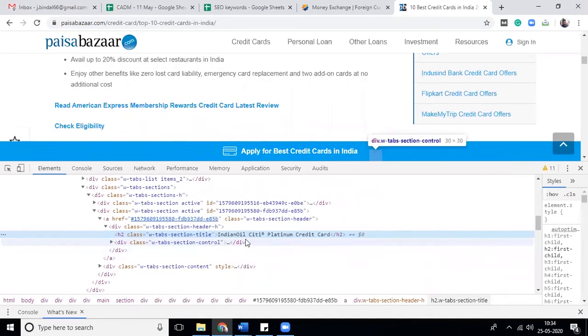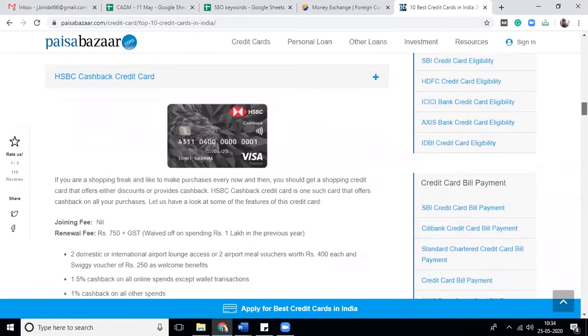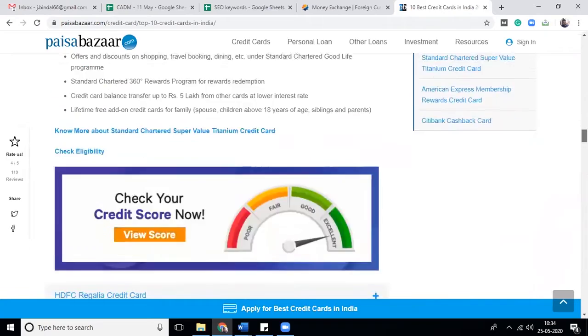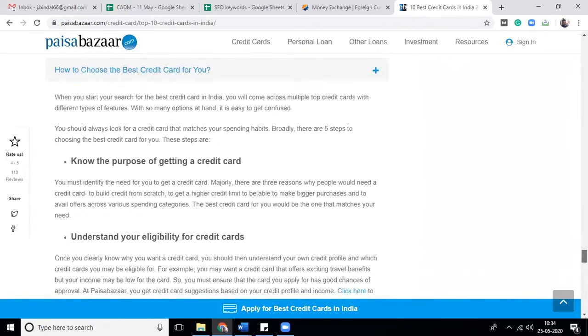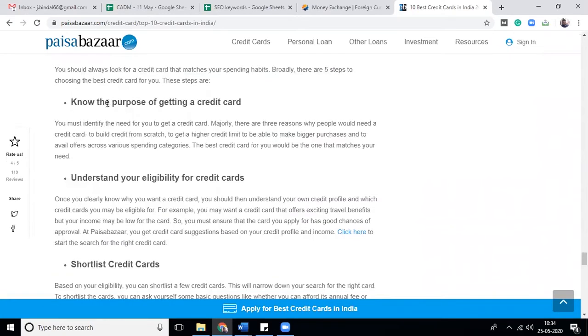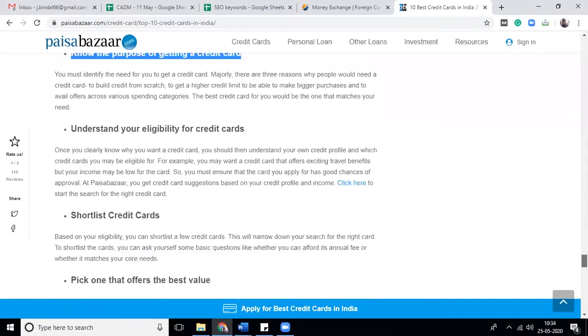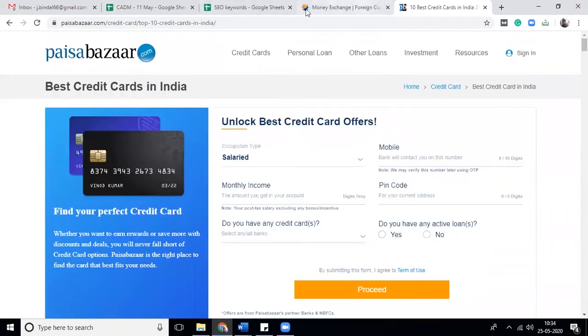Is it necessary to have all three headings, H1, H2, H3, or can every page have just one? It depends upon your article, but if you have all of them, it's better. Then you see different headings, different content, like knowing the purpose of your credit card and all. So this is how you should write.